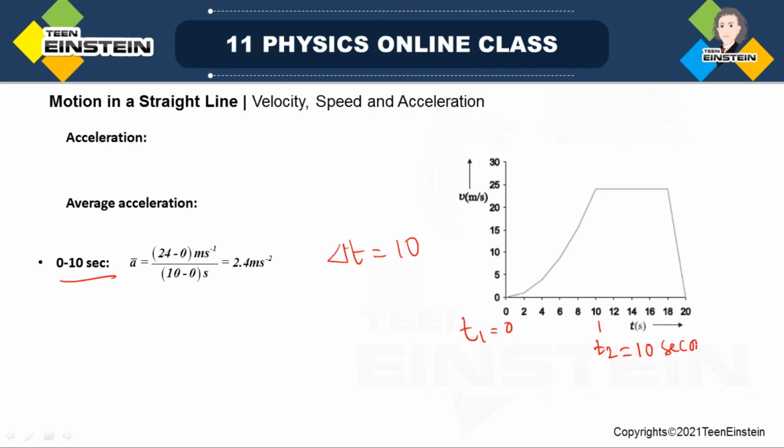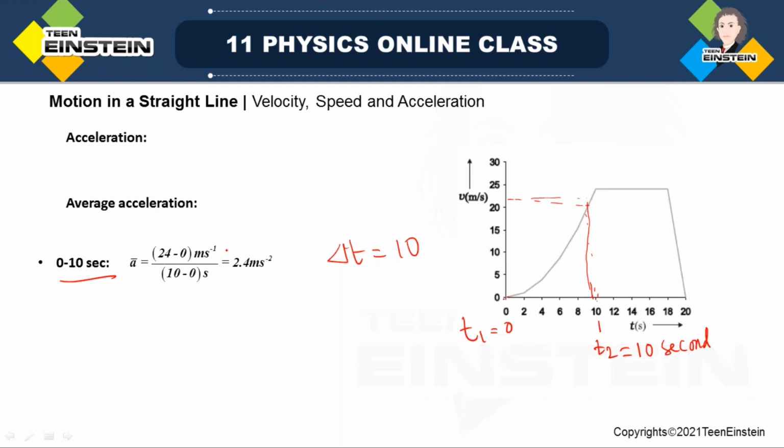Take the interval t2 equal to 10 seconds. What are the velocities? At 0, the velocity is 0. At 10 seconds, look here, it goes like this and touches here. You will see somewhere around here that it is 24. Sorry, 24. So the average acceleration is v2 minus v1.